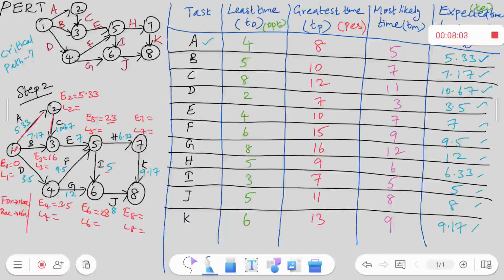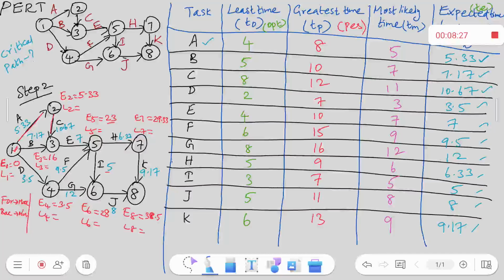Now when you go from 5 to 7, there is only one path. 23 plus 6.33, so it is 29.33. Okay. Similarly, from 6 to 8, when you take it, it is 28 plus 8, which is 36 here, whereas from 7 to 8, it is 29 plus 9. The maximum is 38.5.